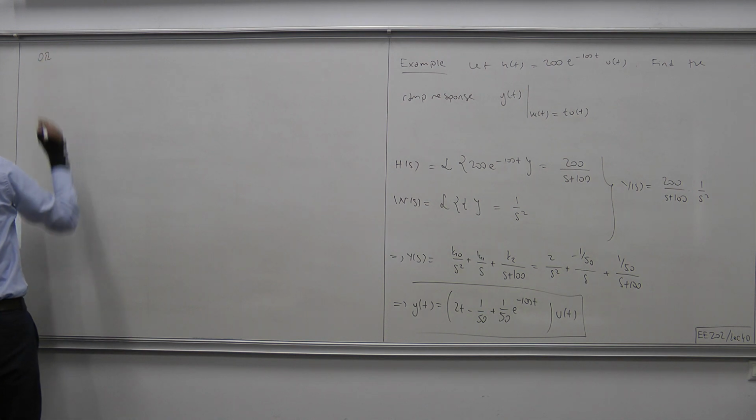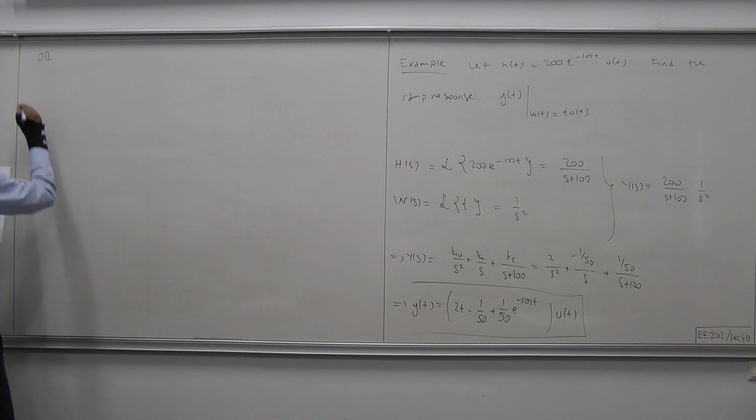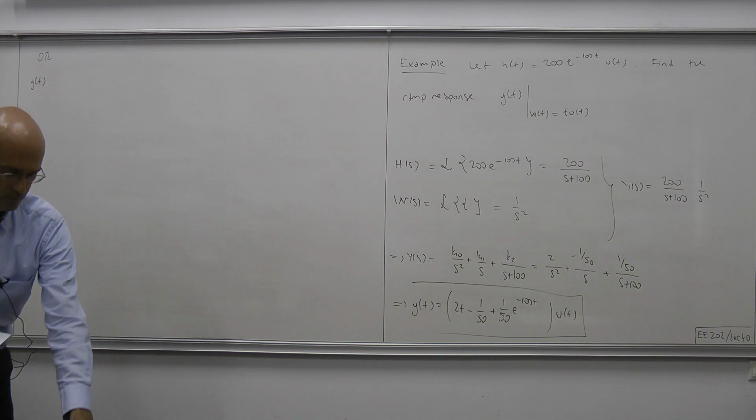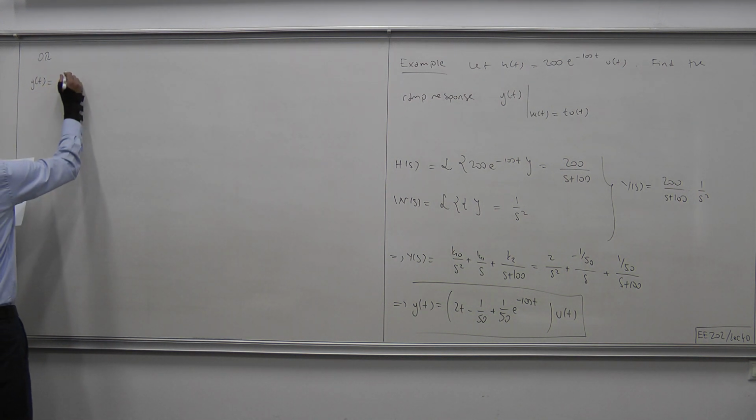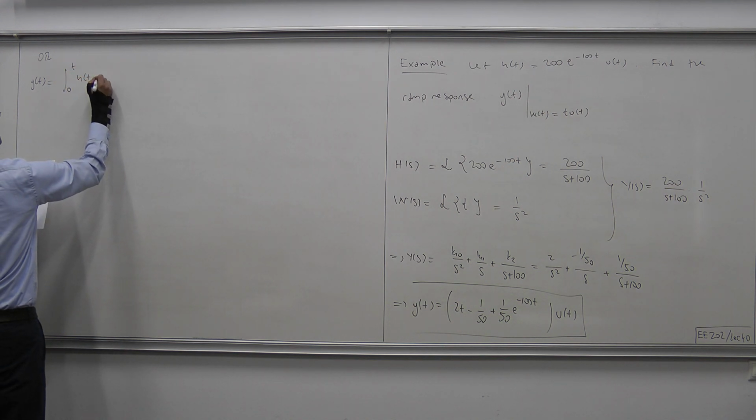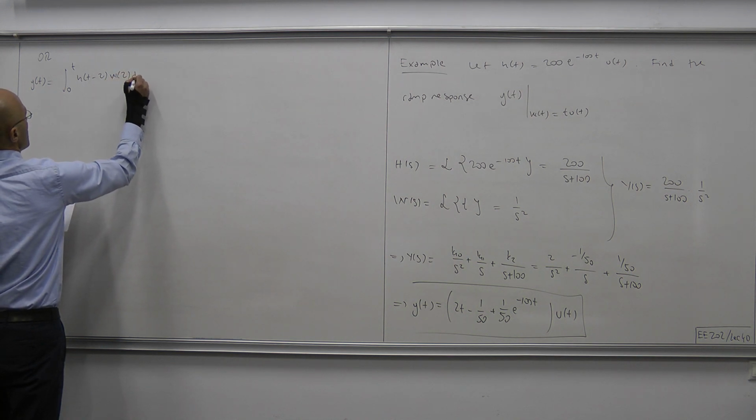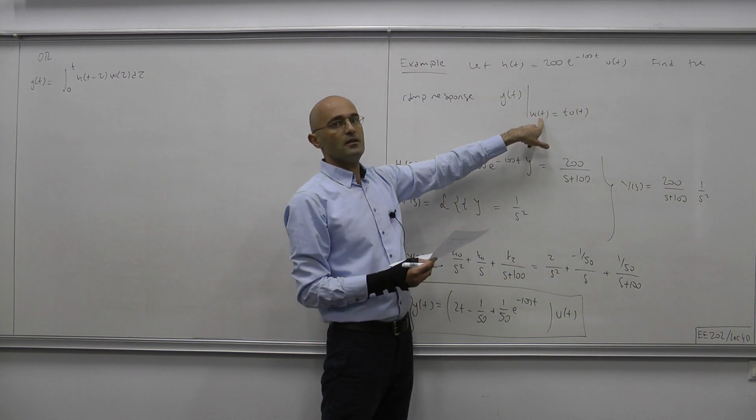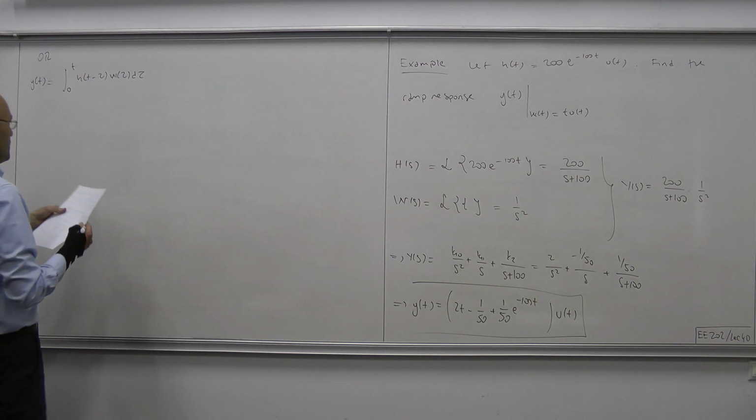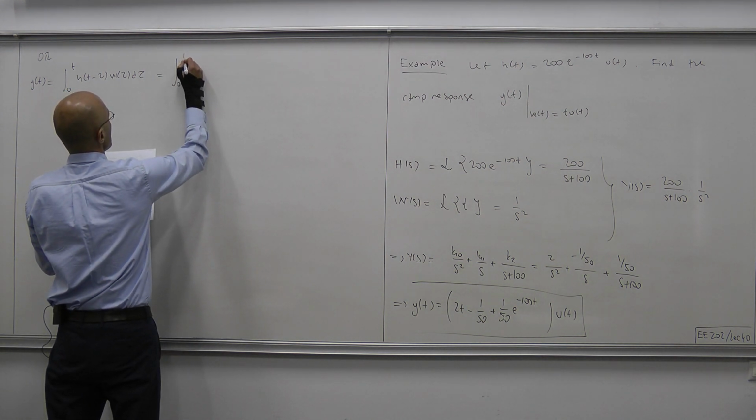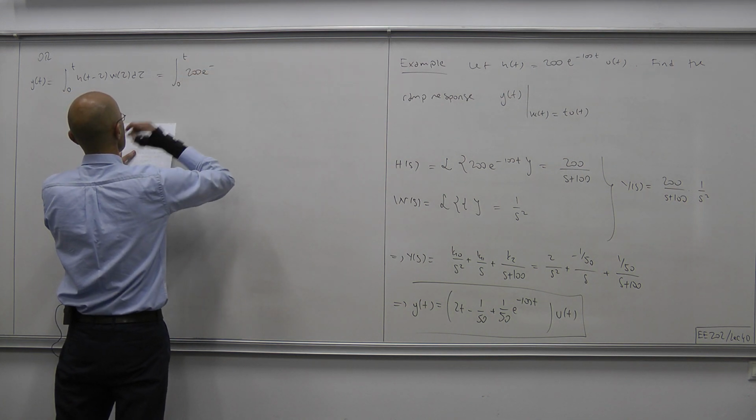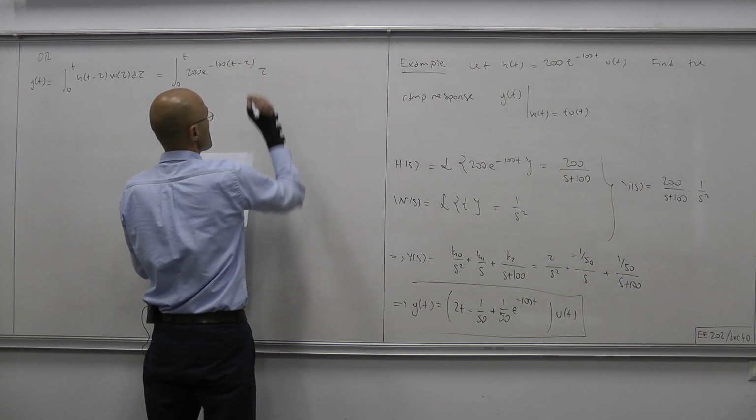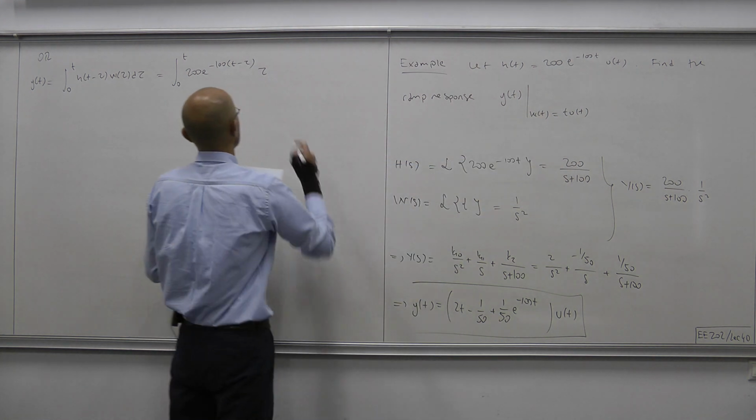Okay, here is a second equivalent way, where y of t equals this integral from 0 to t, h of t minus tau, w of tau, d tau. h is given, and the input w of t is also given. So that integral reads from 0 to t, 200 e to the minus 100 (t minus tau) times tau, d tau.